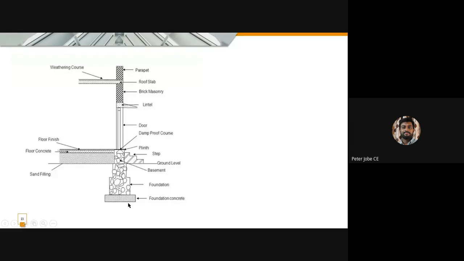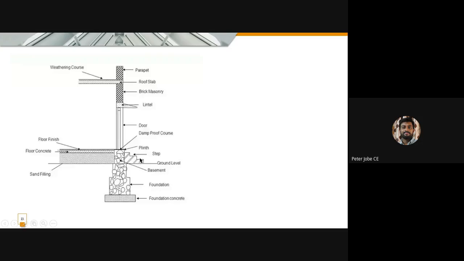So each material will have different markings. Here you can see all these round rubbles or round stones. That implies that all this area is constructed using rubble masonry. And the foundation concrete will be marked differently.